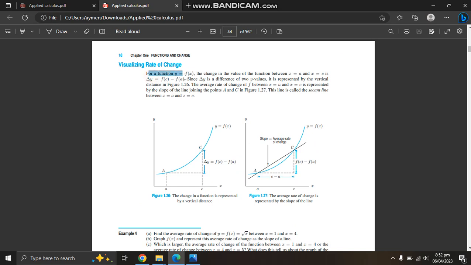Visualizing rate of change for a function y equals f(x): the change in the value of the function between x equals a and x equals c.